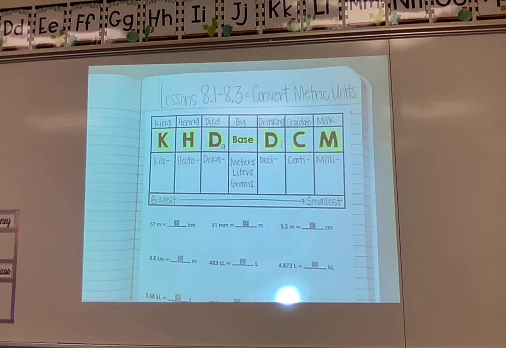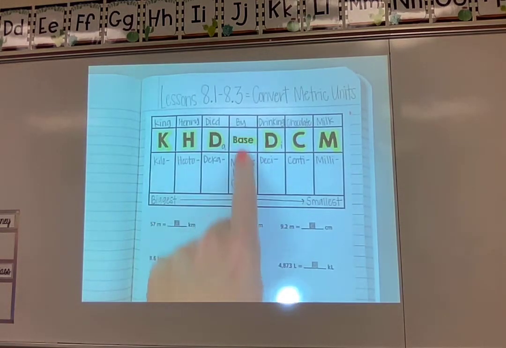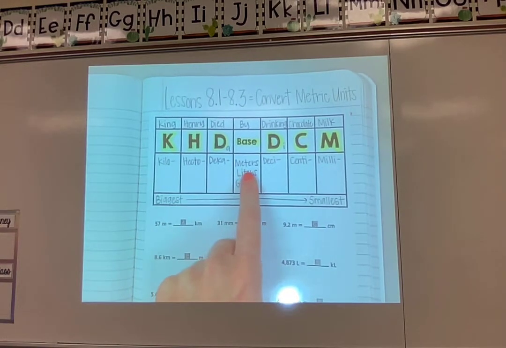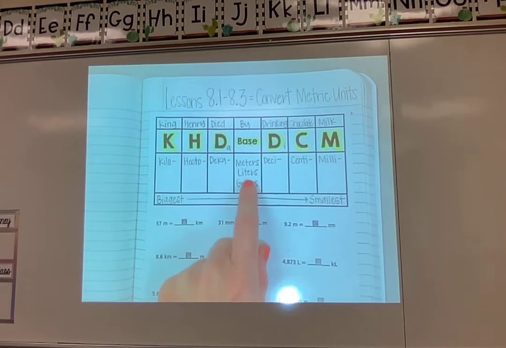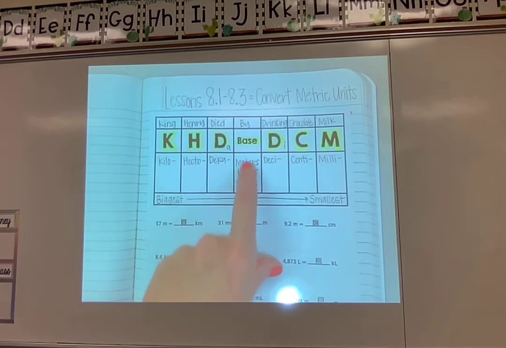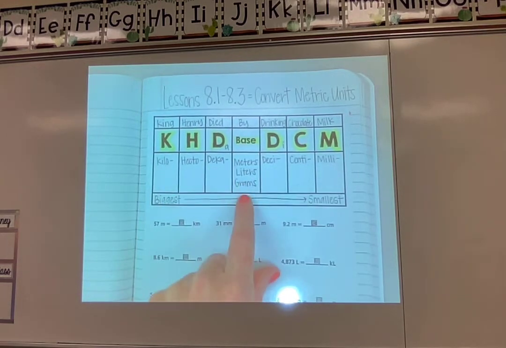Now, obviously, each one of those letters stands for something. I'm going to start right here at by. That's the very middle, and that's the base measurement. So we have meters. That's like if we're measuring how long something is. We have liters. That's like if we're measuring a liquid. So they don't have like gallons of milk. They have liters. And then grams, which is how much something weighs. So they don't use like pounds, they use grams. So those are the base measurements. They come in the middle.